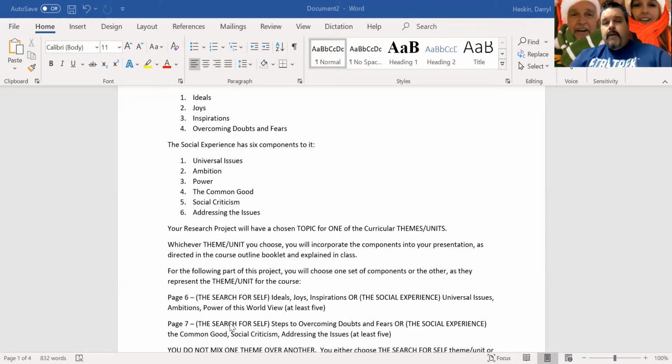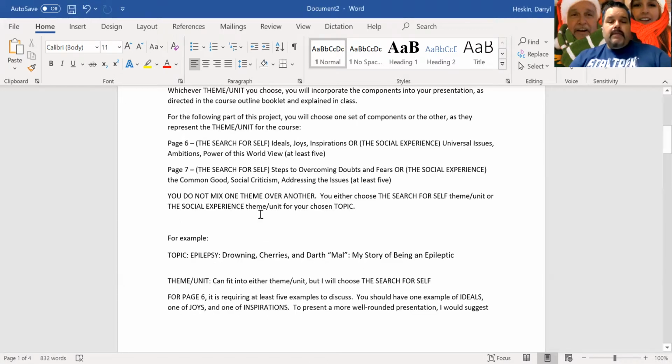Then of course you do the same thing. Say you've chosen Search for Self, which I'm going to be discussing as my example. The next one, on page 7, I would do the Search for Self, which would be steps for overcoming doubts and fears, and I disregard the rest. Again, come up with 5. And again, I will show you what I would do if I was following that path of Search for Self. Now, you don't want to mix one theme over another. You don't want to take part of Search for Self and then part of Social Experience. Those are two different things.